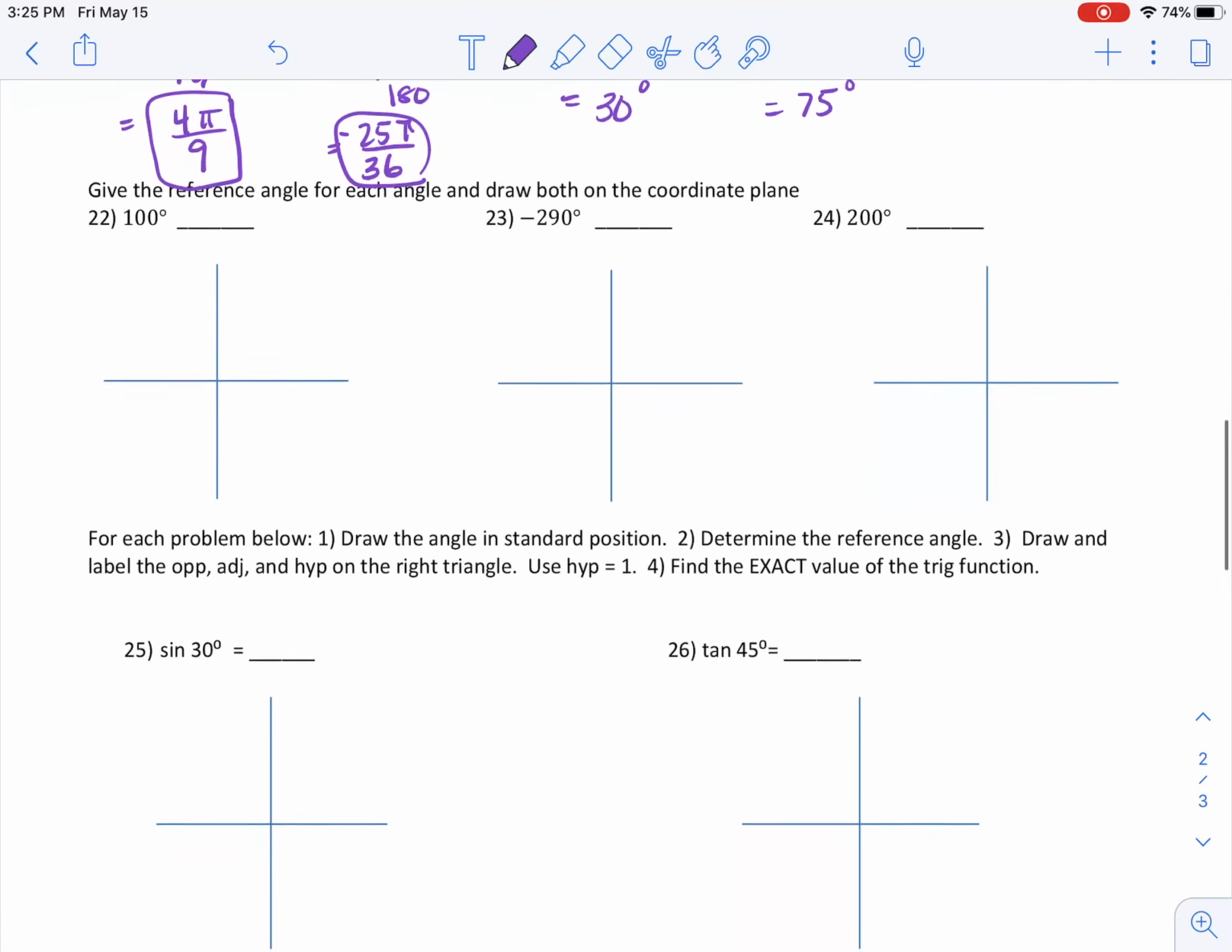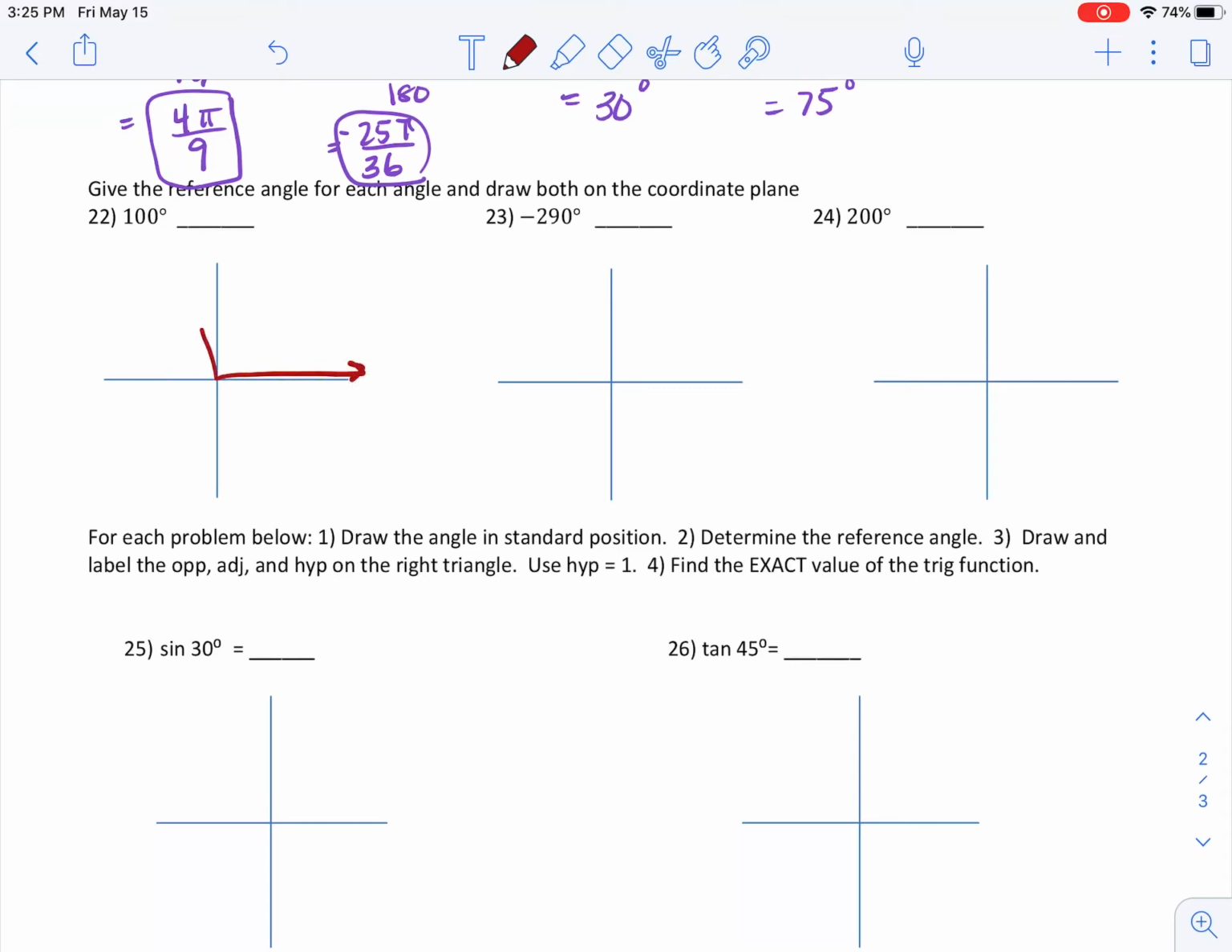Number 22, give the reference angle for each angle and draw both on the coordinate plane. So for 100 degrees, we graphed that one earlier on a different problem. So there's the 100 degree angle. It's over in the second quadrant. So my reference angle is going to be the one going from that terminal side to the x-axis, and that measure, if this is 100 on the right, that means this is 80 degrees right here. So my reference angle is 80 degrees.